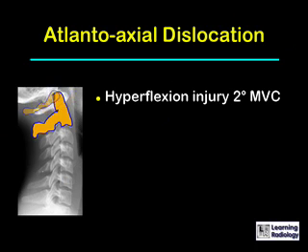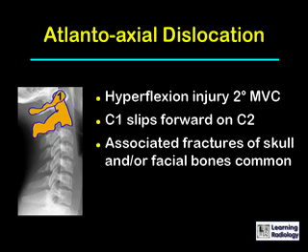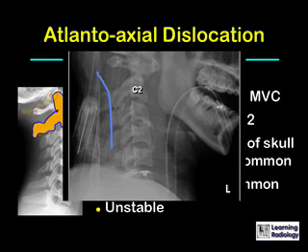So let's look at atlanto-axial dislocation, starting at the top of the cervical spine and moving down. These are hyperflexion injuries, usually secondary to motor vehicle accidents. C1 will slip forward on C2. There are frequently associated fractures of the skull and/or facial bones. Neurologic injury is common, and these are unstable fractures.